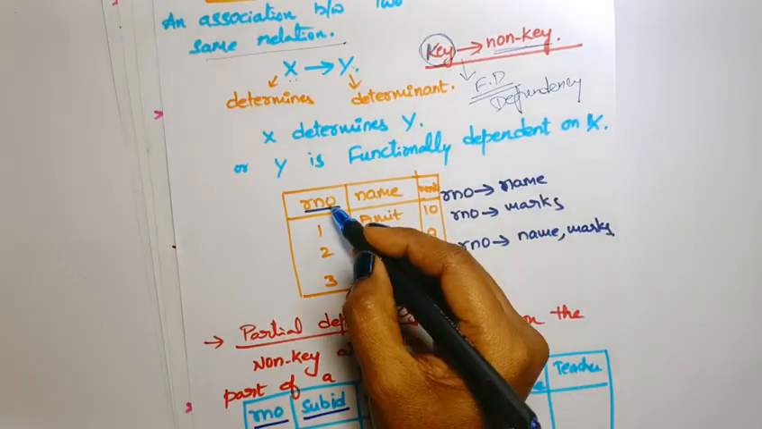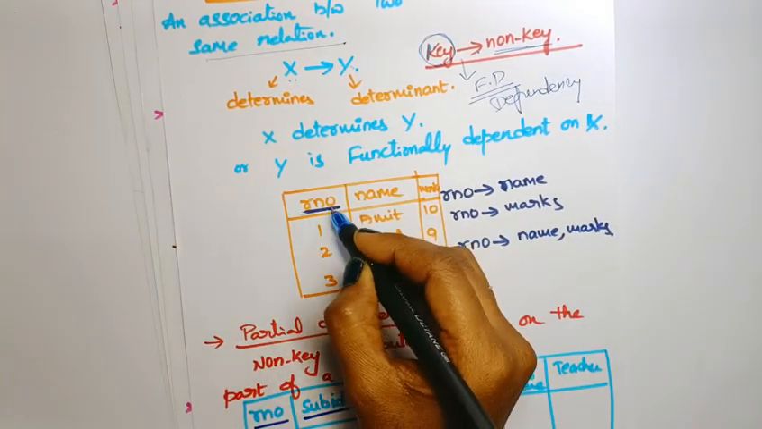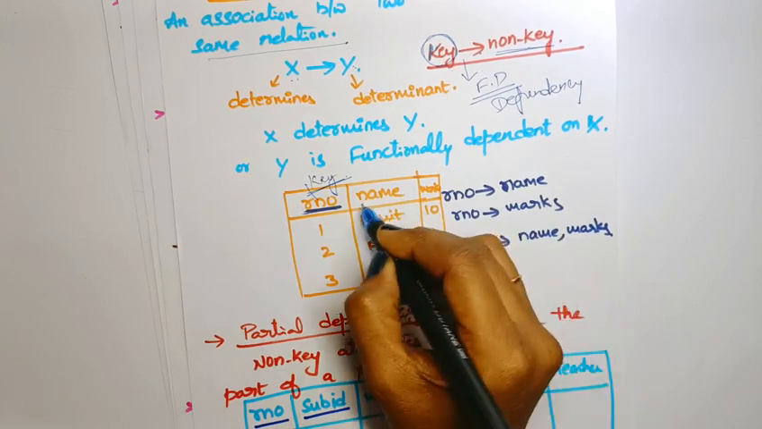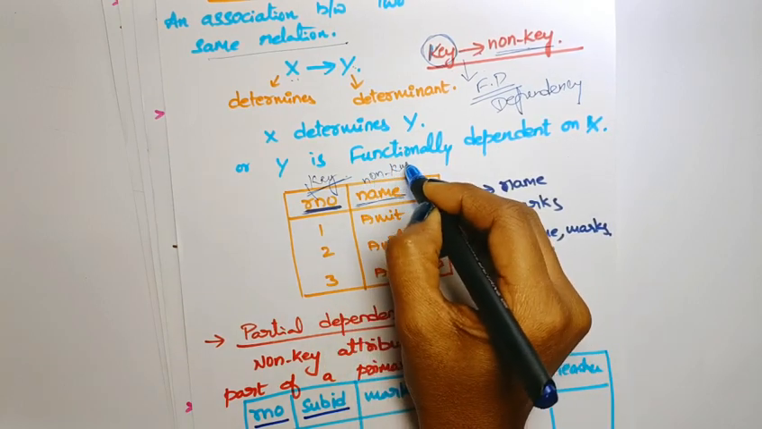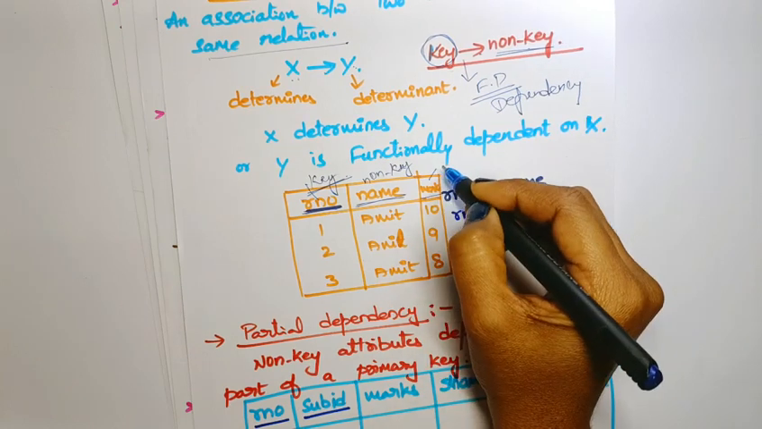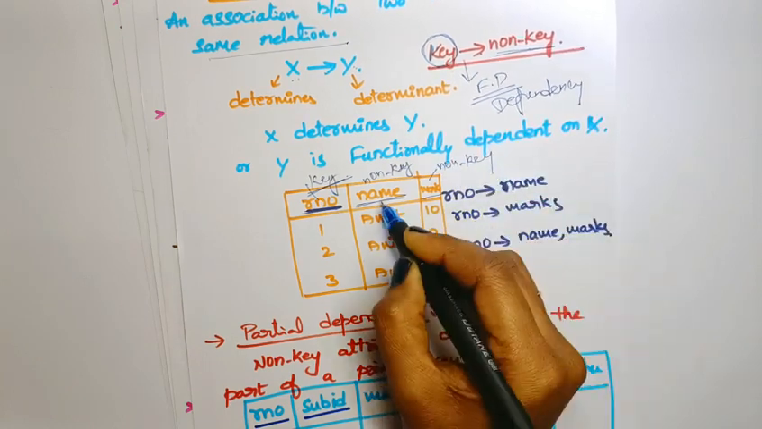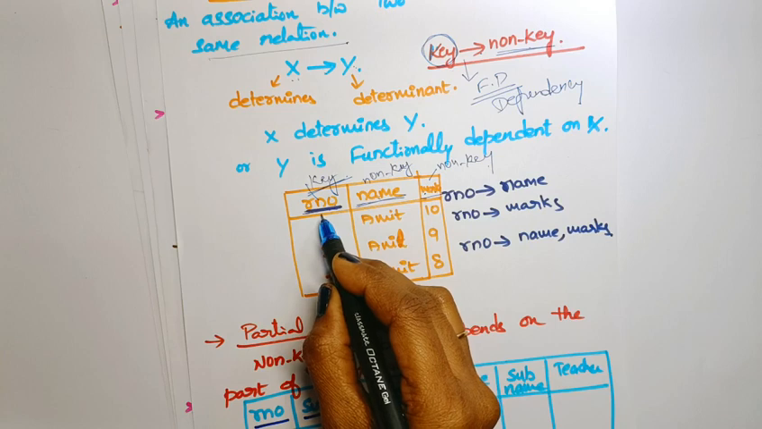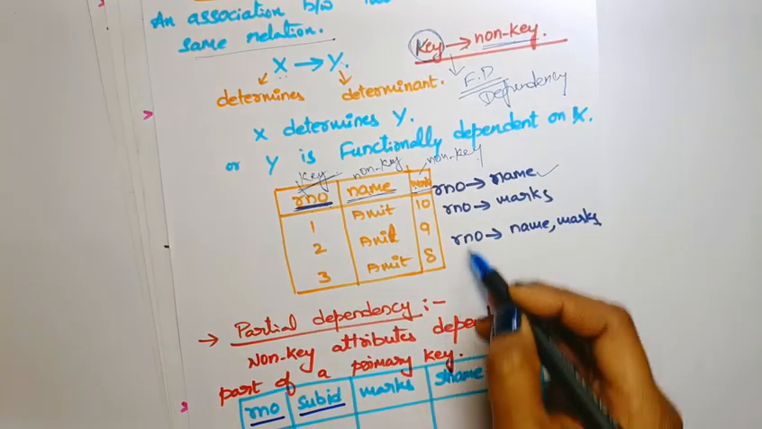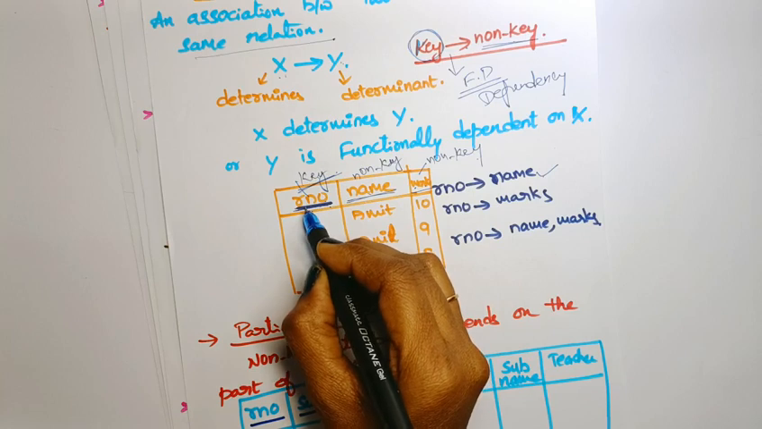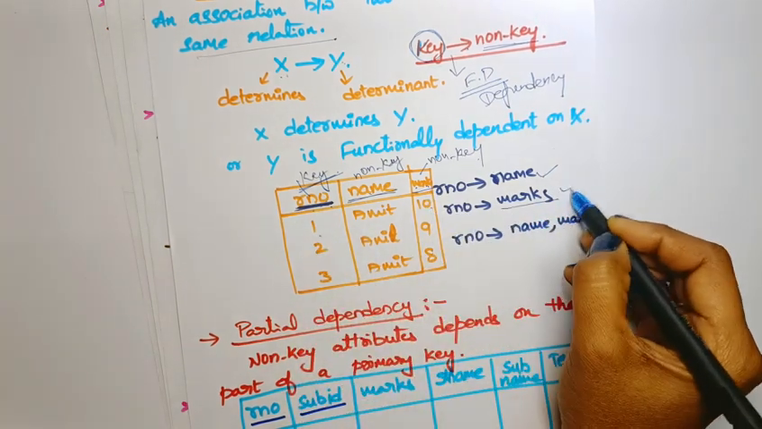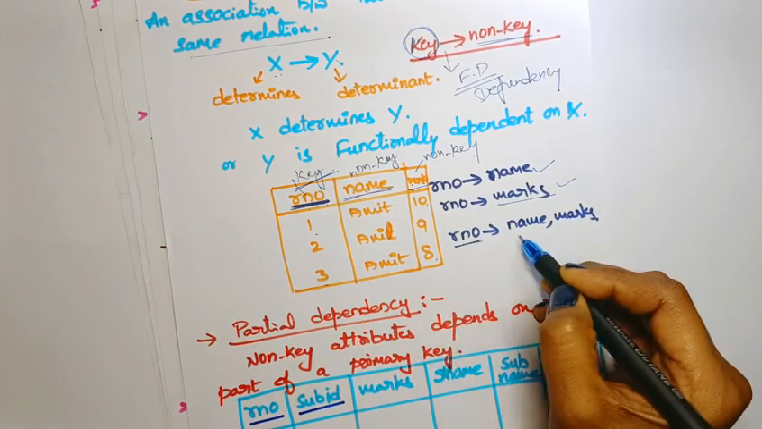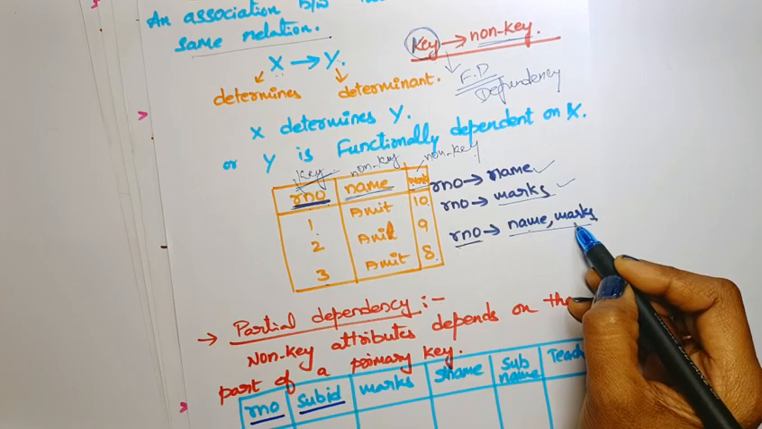For example, roll number will be the key attribute. Why? Because roll number is always unique. So here roll number is the key attribute. Name is a non-key attribute. Why? Because names may repeat. Marks may also repeat. So here name and marks are the non-key attributes. Roll number is the key attribute here. By using this roll number, you can easily identify student names. By using this roll number, you can identify the marks of a student. So roll number 3 got 8 marks and so on. By using the roll number attribute, you can identify the name and marks of the student.